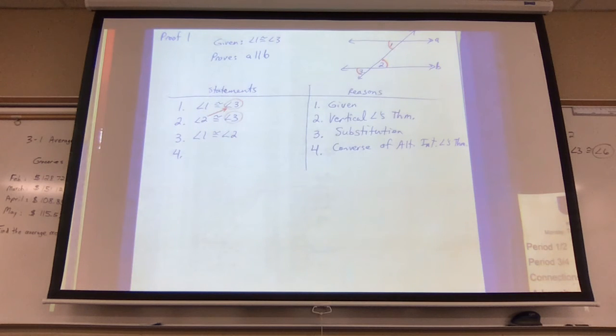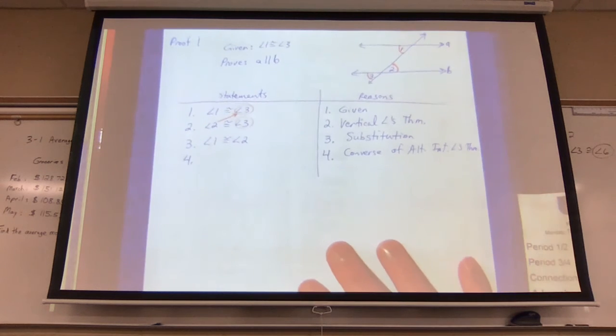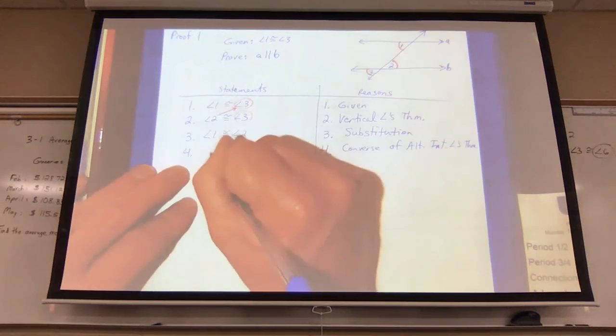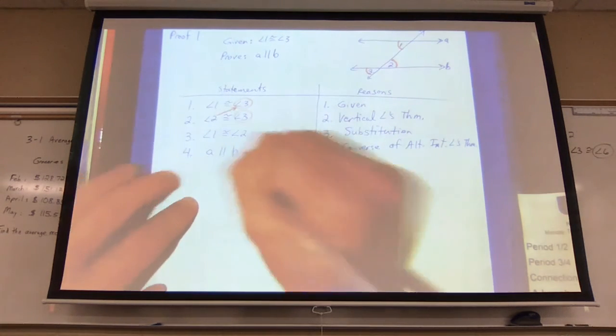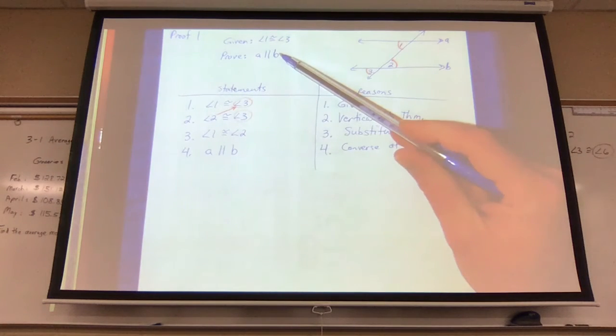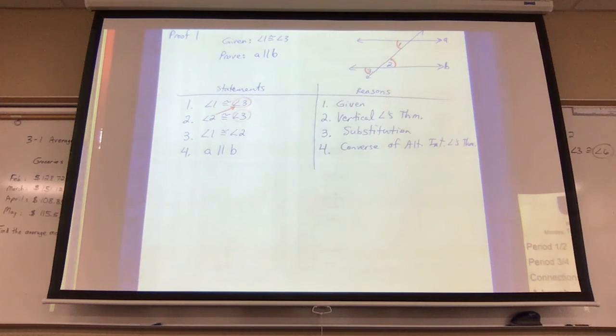And you're going to find as you do these proofs, the more of them you see, the easier they get because they kind of follow the same type of pattern. I didn't fill in my statement here. The last statement needs to be A is parallel to B. That's what we want to prove. What you want to prove will always be that last statement. All right, there's our first one. Let's do another.